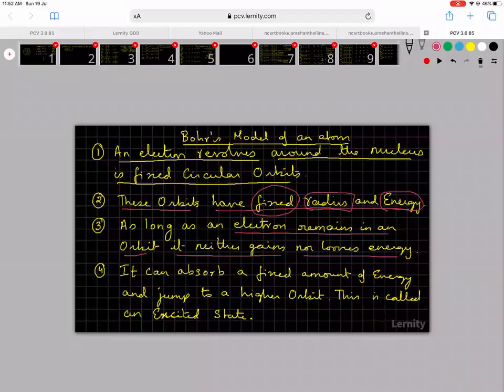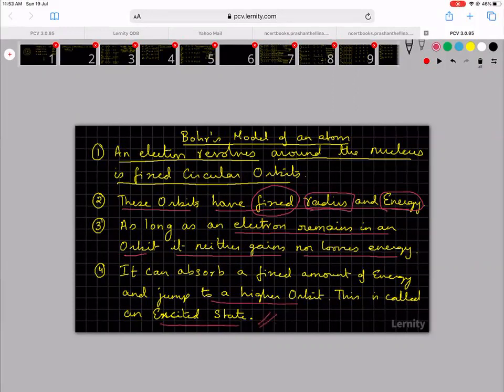Now, if it takes energy, it can jump to a higher orbit. If an electron from its original shell goes to a new shell, a new radius, a new circle, then it is called the excited state. This is called the excited state.